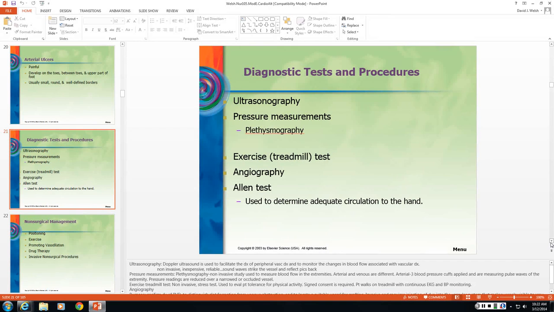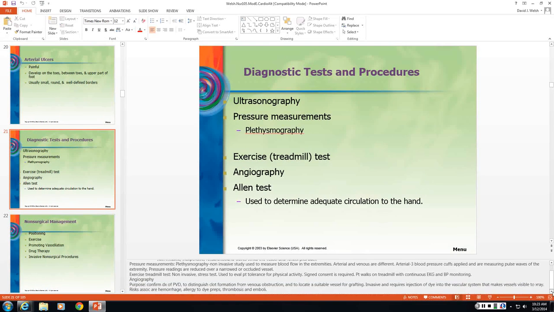They also use an exercise treadmill. This is a non-invasive stress test. It's used to evaluate the patient's tolerance of activity. For this test, they will have to have a signed consent. Basically, the patient's going to walk on the treadmill with a continuous EKG and blood pressure monitoring.